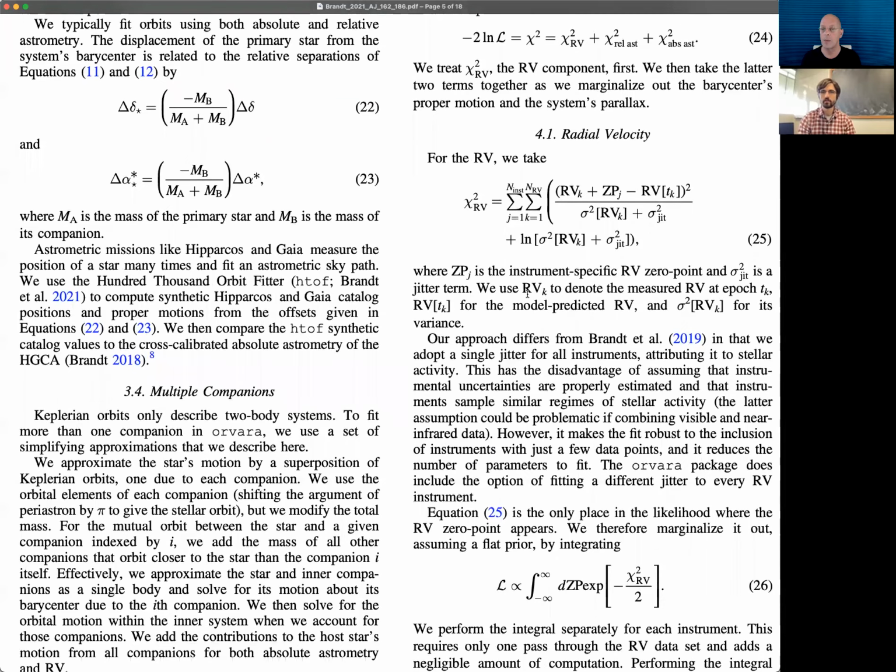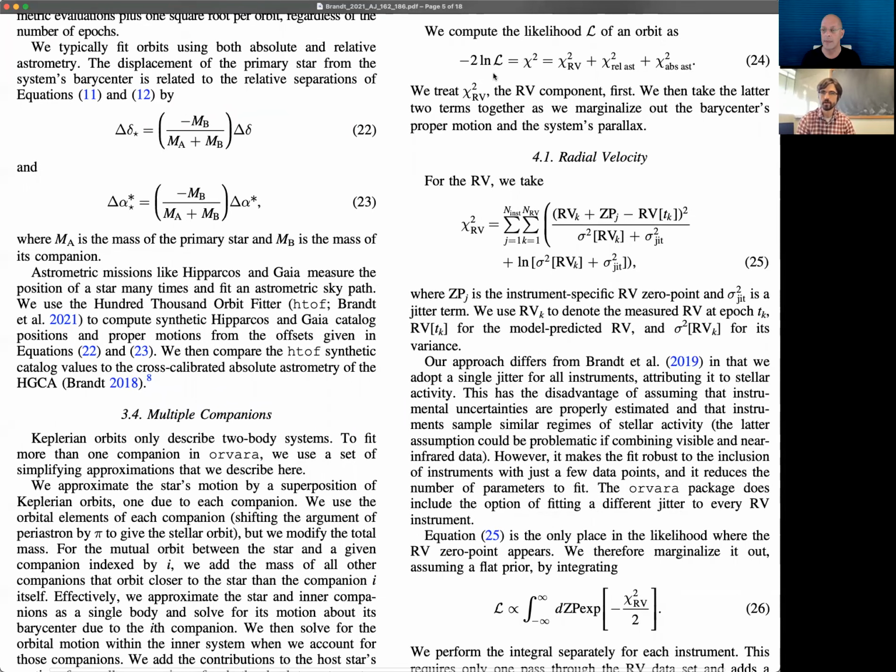When you write down that likelihood, we play a couple more tricks in an effort to make this work more efficiently. So for example, with the radial velocity, you can write down that likelihood as just the radial velocity that you predict minus the one you expect, squared, over the uncertainty squared, with a jitter term thrown in as is standard practice. But you don't know what the instrumental offset is, or another way of saying this, you don't know what the systemic radial velocity of the system is, what the barycenter radial velocity is. And that is that ZP in that equation, which is often referred to as the zero point.